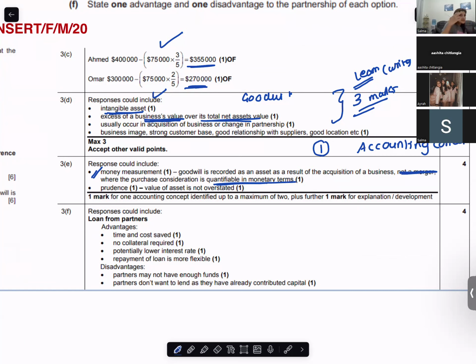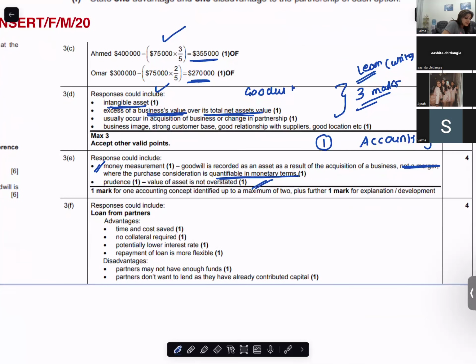What is the other accounting concept that supports writing off goodwill? Prudence. I write off goodwill because I do not want my assets to be overstated. Prudence tells you that your assets should not be overstated and expenses should not be overstated. Assets should be shown at the realizable value. So you write off the goodwill. So this is another accounting concept that supports elimination of goodwill.